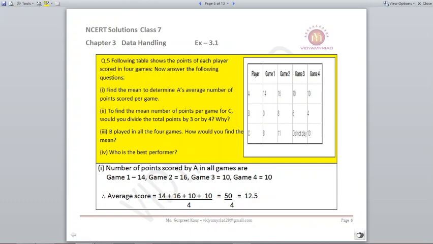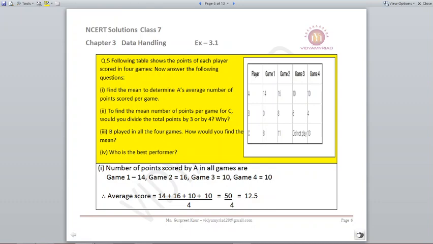Second point, to find the mean number of points per game for C, would you divide the total points by 3 or by 4, and why? If you see in the C column, in game 3, C has not played. C played only 3 games. So what will I do? I will divide by 3, not by 4. He played only 3 games.